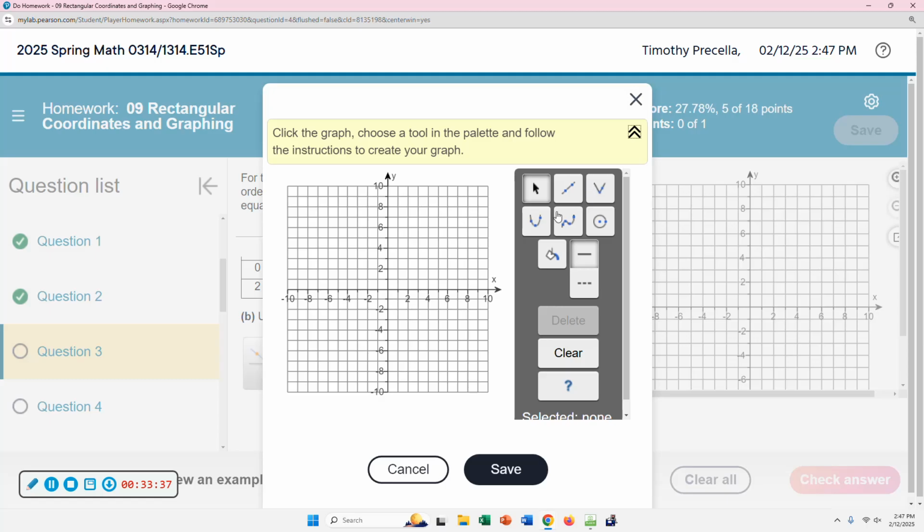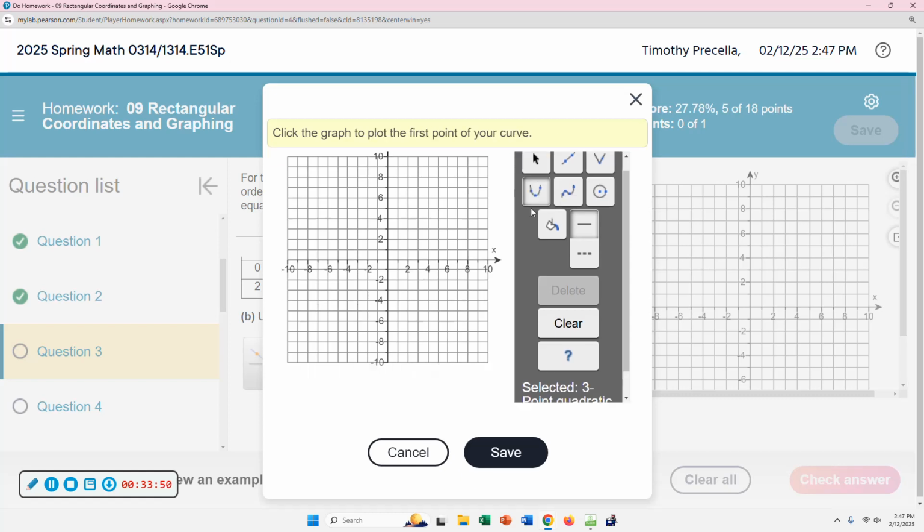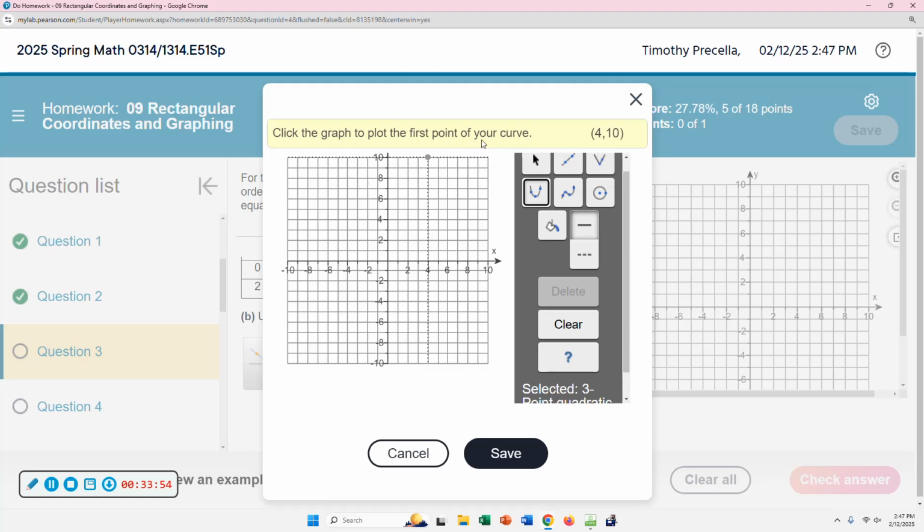Go down into the U-shaped figure. Hover there. What does that say? 3-point quadratic tool. We have 3 ordered pairs, and it's quadratic, so that's the tool we want. So we click that tool, and it says plot the first point. -2, 7. Am I at -2, 7? Yes. So click it.